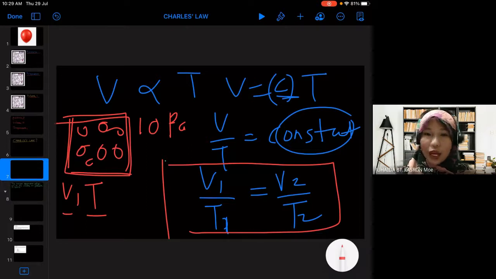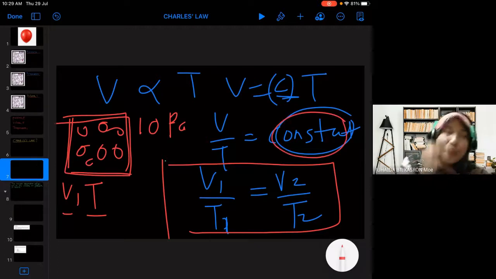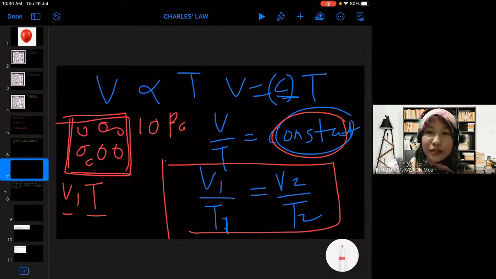Okay, so for this formula, the constant here means that there is something that we use as a fixed variable, as a fixed value. So when we want to find, as I said just now, there are two situations. The first situation is like this. The second situation is like this. So we want to know what happened to the volume or the temperature when the situation changes. So we use this formula: V1 over T1 equals V2 over T2.